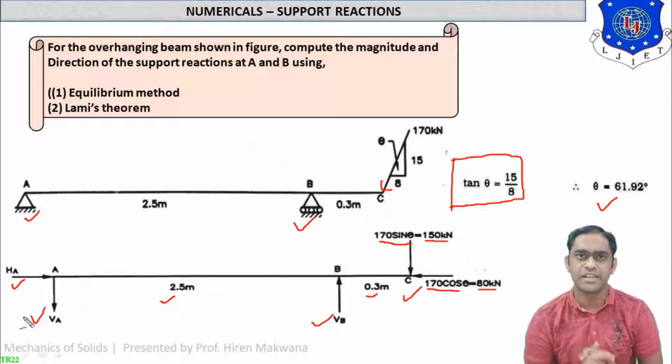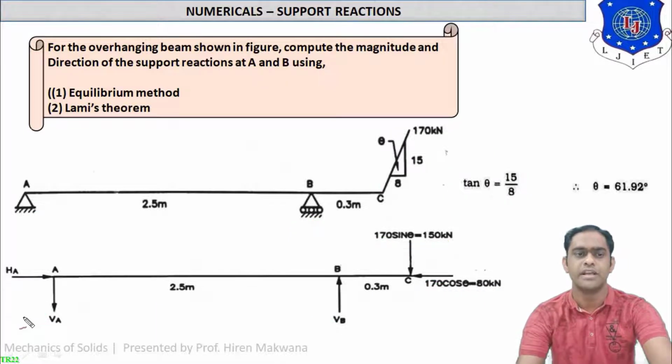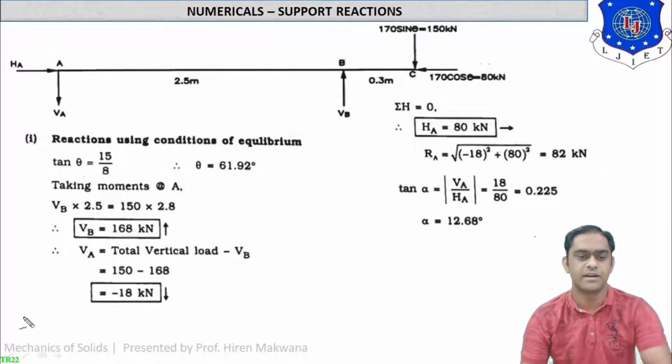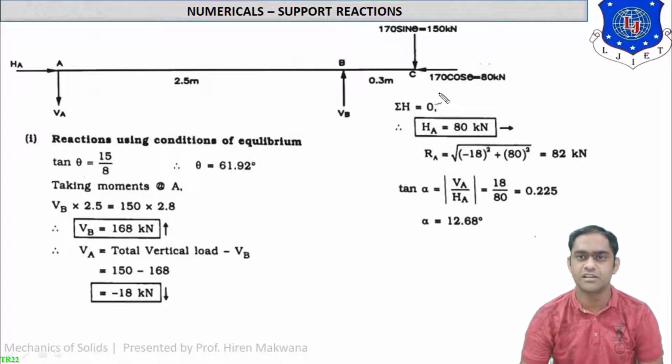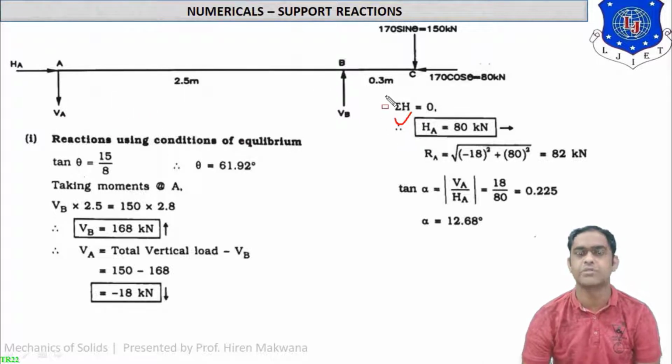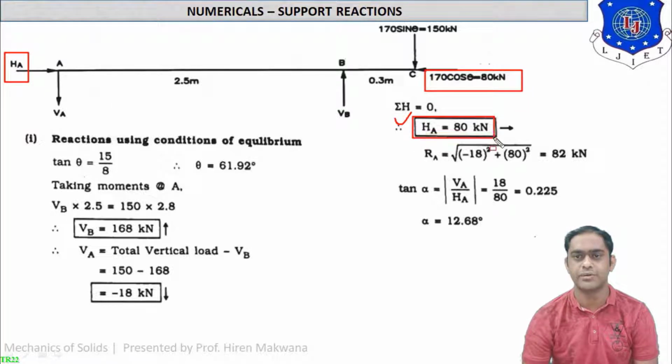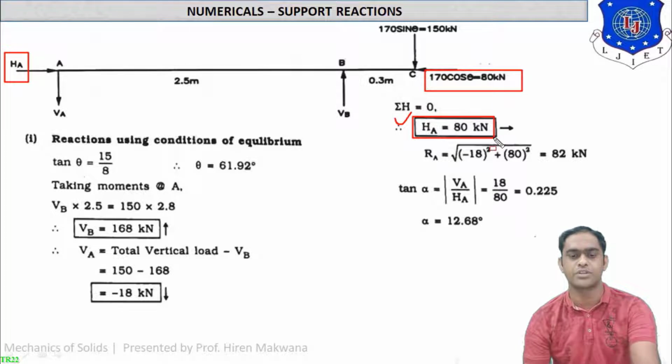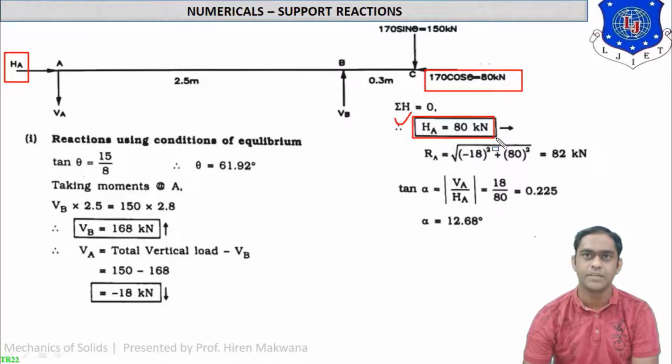It is already useful to you as you have studied it earlier. Now, the same figure is replaced over here. Let us start with sigma H equal to 0 first. Now what is sigma H equal to 0? It means right forces equal to left forces. So here you can see right force is HA and left force is 80 kilonewton. So HA is equal to 80 kilonewton. So this is the calculation for horizontal forces.